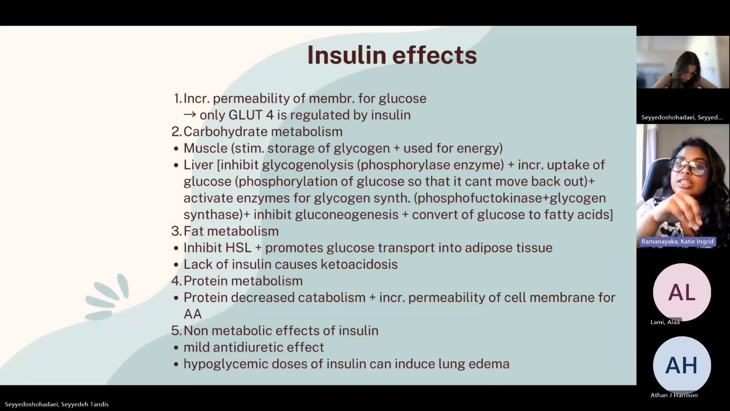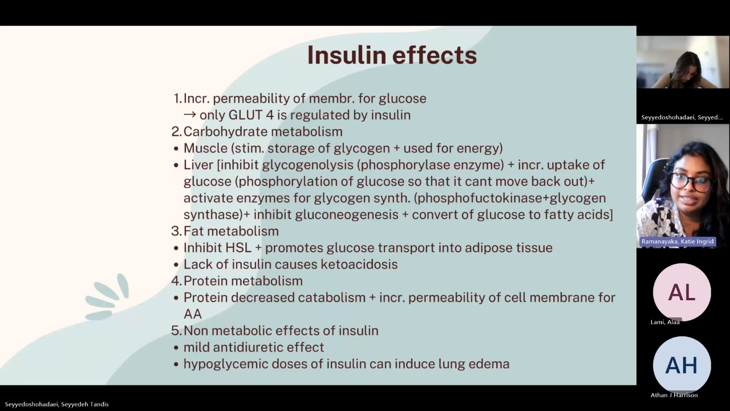So glucose moves into the liver, and then they try to reduce the amount of glucose by producing glycogen with it. So the enzymes that are stimulated are phosphofructokinase and glycogen synthase. And it's able to inhibit gluconeogenesis, again, reduce glucose, and it's able to convert glucose to fatty acids.